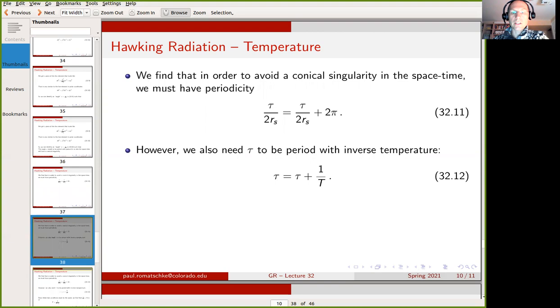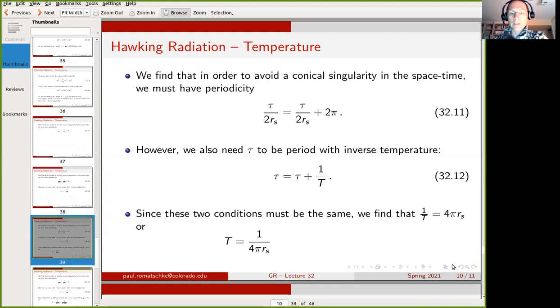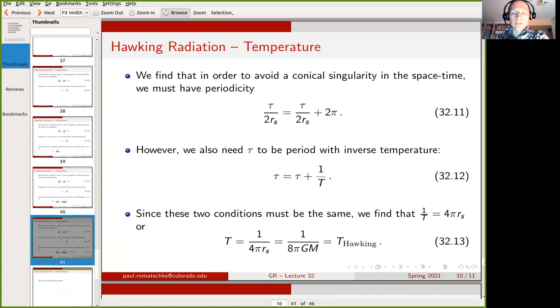But recall that I also said that tau also has to be periodic with respect to the inverse temperature. Since we can't have two periodicities, these two periods must be the same. So we find that 1 over the temperature has to be equal to 4 pi rs, or the temperature has to be equal to 1 over 4 pi rs. If we plug in the value for the Schwarzschild radius rs here, that means that the temperature has to be 1 over 8 pi GM. So what is this temperature? This is nothing else but the Hawking temperature of the black hole.